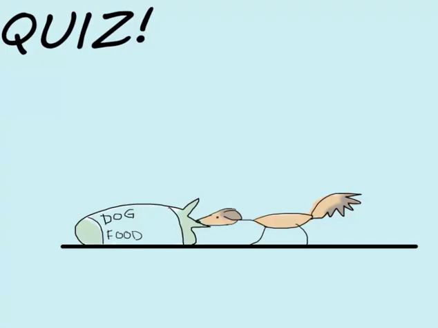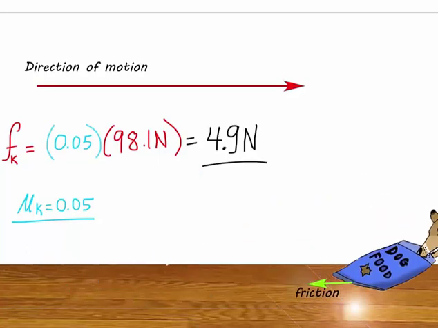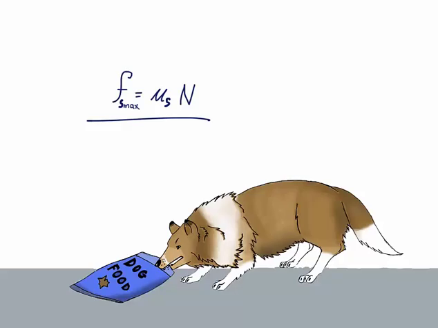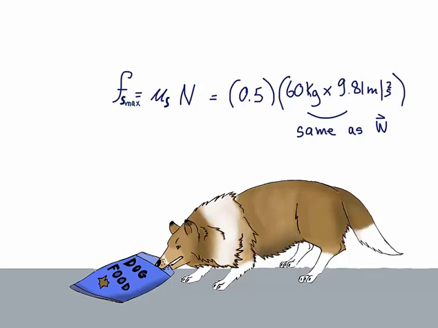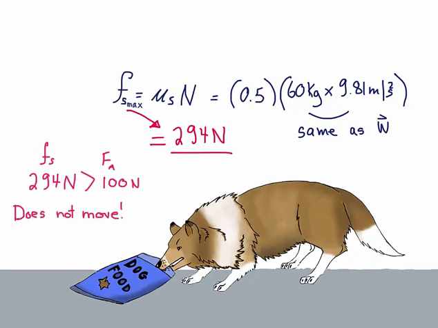Now, let's see what happens when the dog pulls a bag across a wax wooden floor. You can see that the kinetic friction is pretty low for this surface. Now, let's see if you can apply what we learned. To find out if the bag moves or not, start with the equation for static friction. Now, we can plug in the numbers. We got 294 newtons for static friction. We said the dog applied a force of 100 newtons, so this isn't enough to get the bag to move.